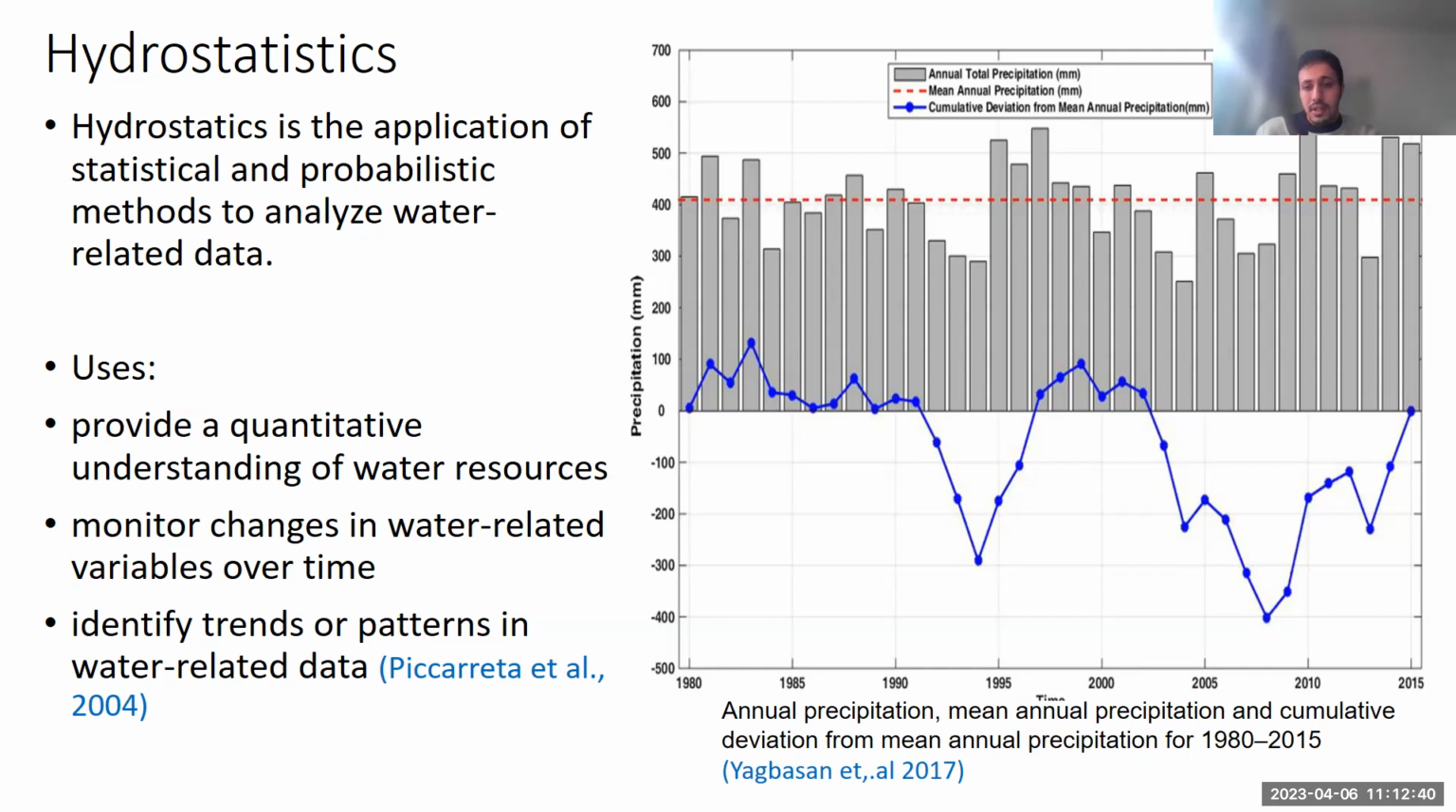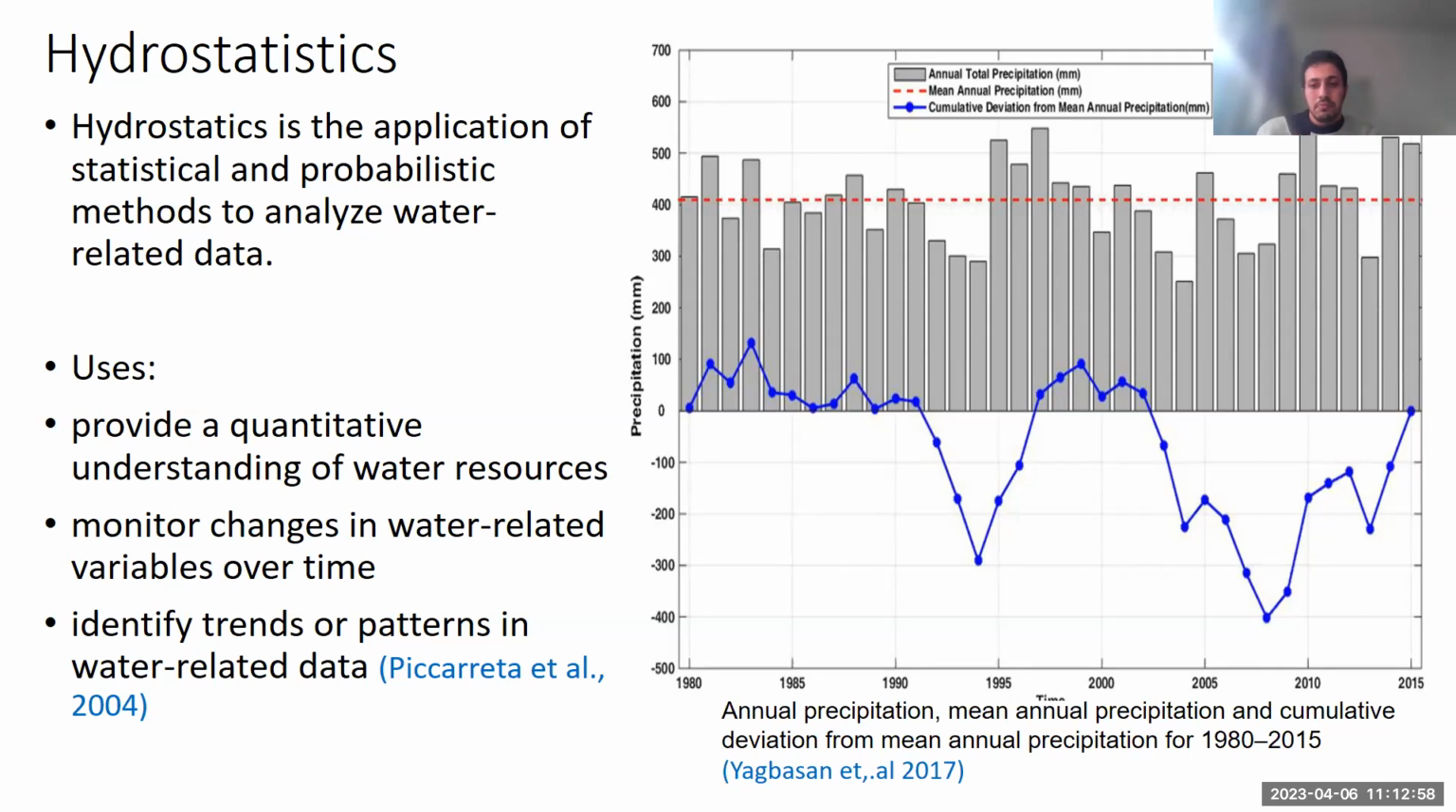This one serves as a baseline, a reference point for comparison to current and future values of the variables. It can help us understand whether the current values are above or below the average and how much variation there is in this data.